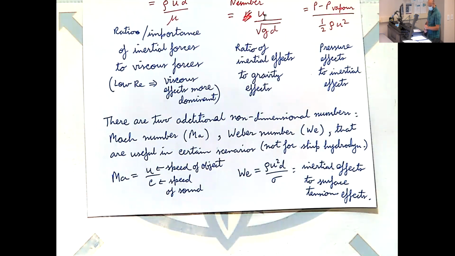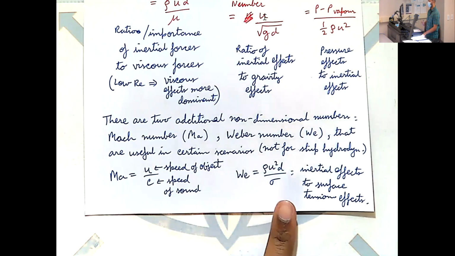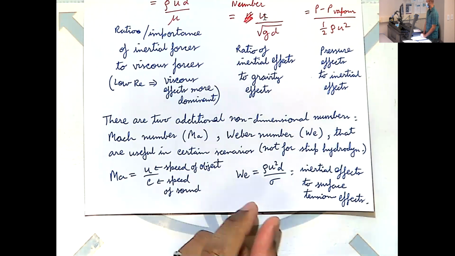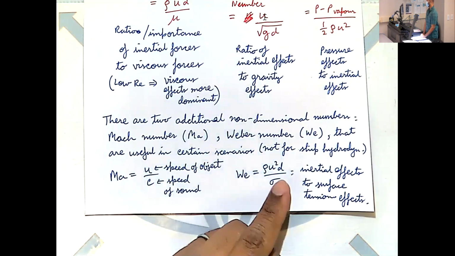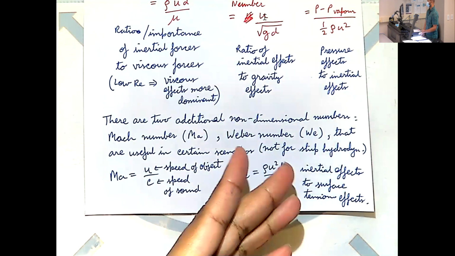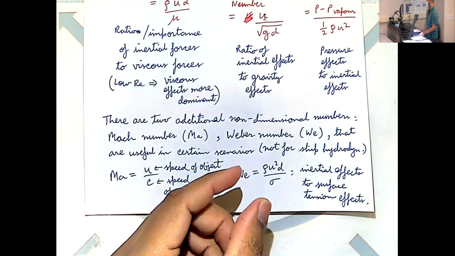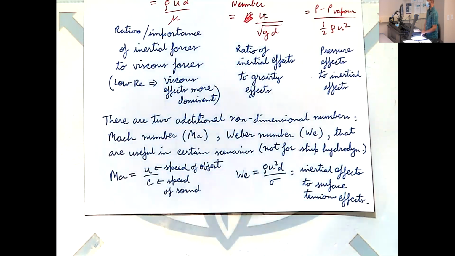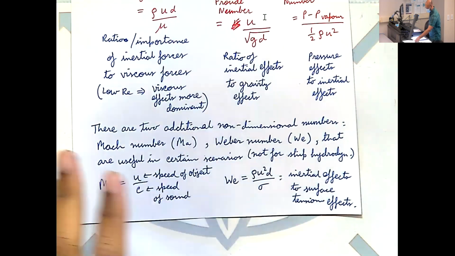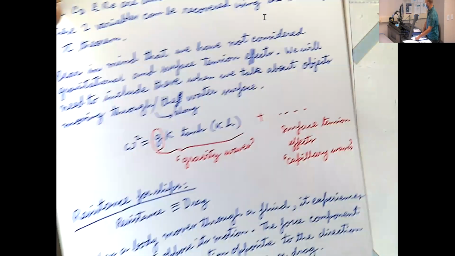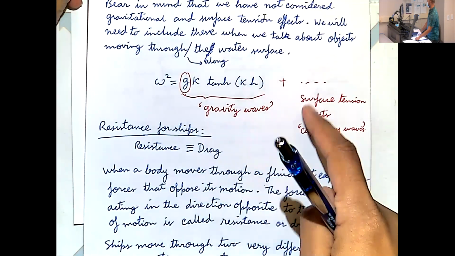Okay. Any questions? For ship hydrodynamics, surface tension works at very small scales, right? So if you talk about bubbles in water, surface tension effects become very, very important. Gravity effects become useless. So in that case, the Weber number is useful when talking about how bubbles behave in water. Okay. Yeah, that's why we have, where was the omega squared? So for ocean waves, we only consider the gravity term, not the surface tension term.